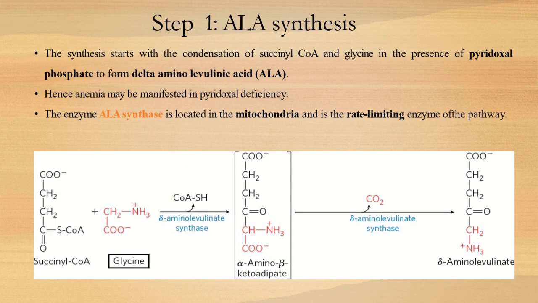Step 1, synthesis of ALA. The synthesis starts with the condensation of succinyl-CoA and glycine in the presence of pyridoxal phosphate to form delta aminolevulinic acid. Hence, anemia may be manifested in pyridoxal deficiency. The enzyme ALA synthase is located in the mitochondria and is the rate-limiting enzyme of the pathway.